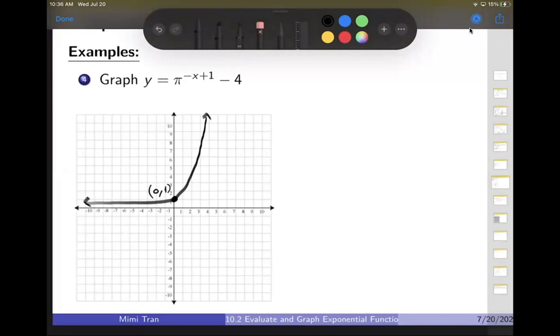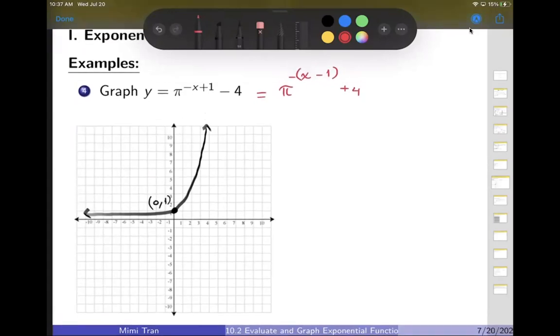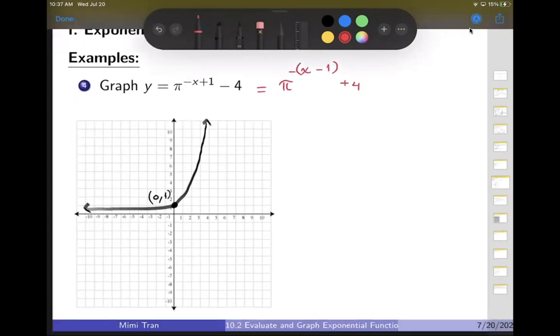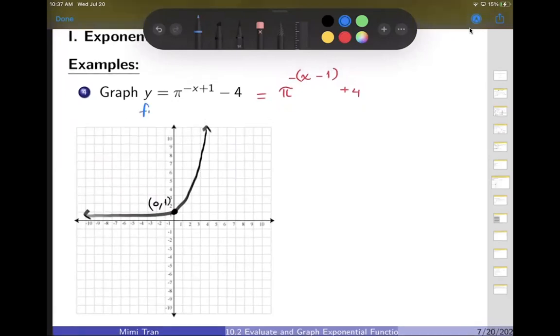And then let me break this down. Let me rewrite this. This one I can rewrite as pi. I'm going to factor out the negative to the top. So it's going to be x minus 1 here. You agree with me? After I factor out the negative 1. Right. Now, first I'm going to graph y equal pi to the negative x first.